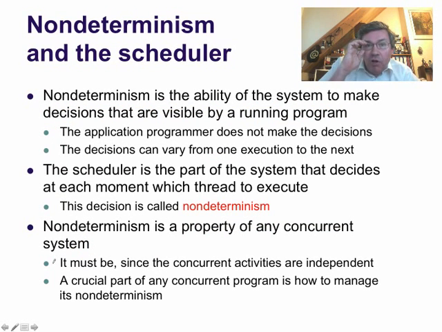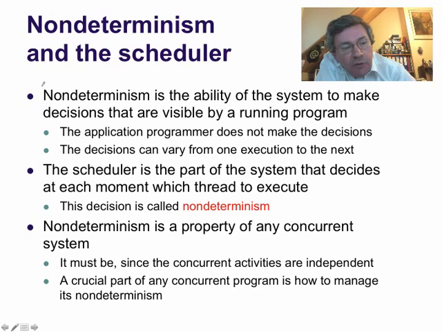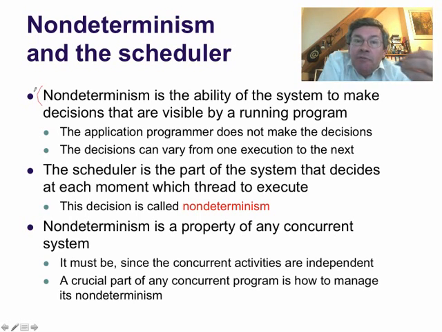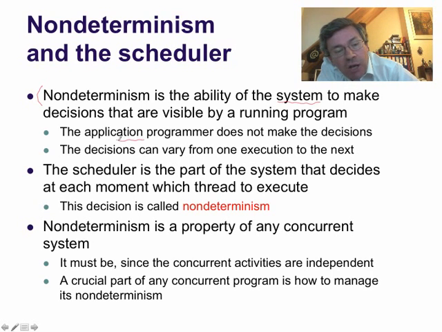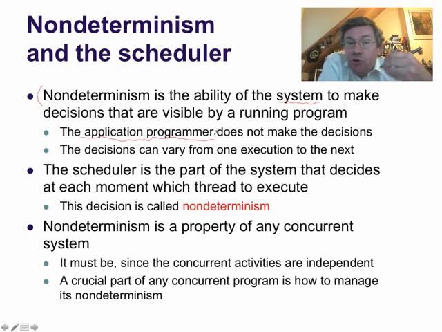Let's now talk a little bit about non-determinism, this thing that the deterministic data flow paradigm somehow avoids. Non-determinism is the ability of the system to make decisions that are visible by a running program. The point is that it's the system making the decisions and not the application programmer. Usually, an application programmer writing a program is a complete master over what the program is doing. Well, non-determinism is a case when this is not true. In certain cases, it is the system that makes the decision.